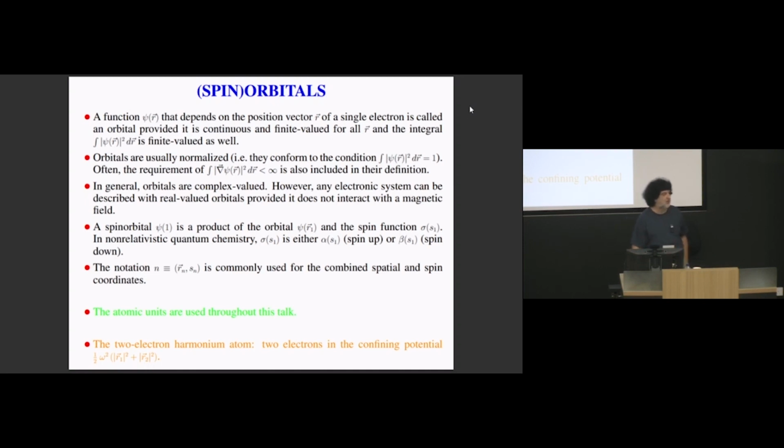Now, I'm going to stay today within the realm of non-relativistic quantum mechanics, and that means that spin functions are well-defined functions. We have two spin functions, alpha and beta, for an electron with a spin up and spin down. And if we multiply an orbital with one of those spin functions, we obtain something which is called a spin orbital.